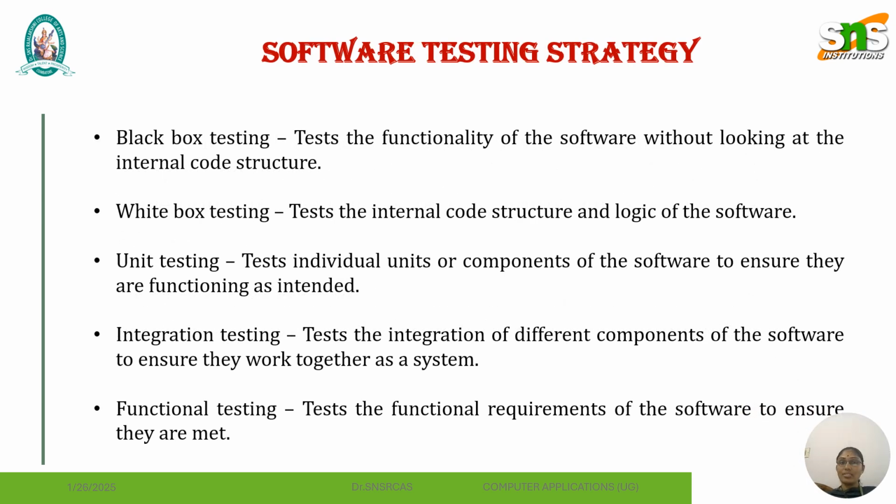There are various types of software testing. The first one is black box testing. Black box testing means testing the functionality of the software without looking at the internal code structure. It doesn't look at the internal code to test. It only checks the functionality of the software, whether it is running or not. Next one is white box testing. Testing takes place on the internal code structure and the logic of the software.